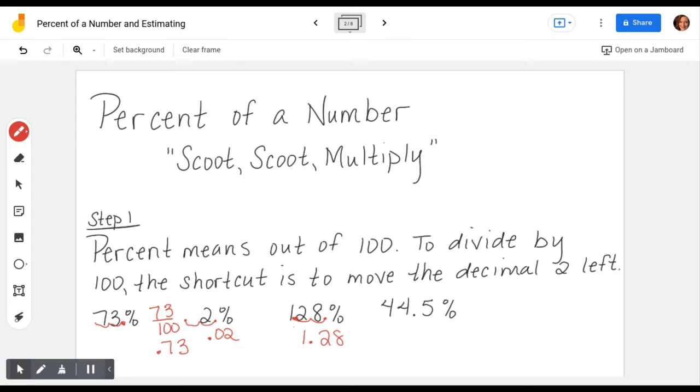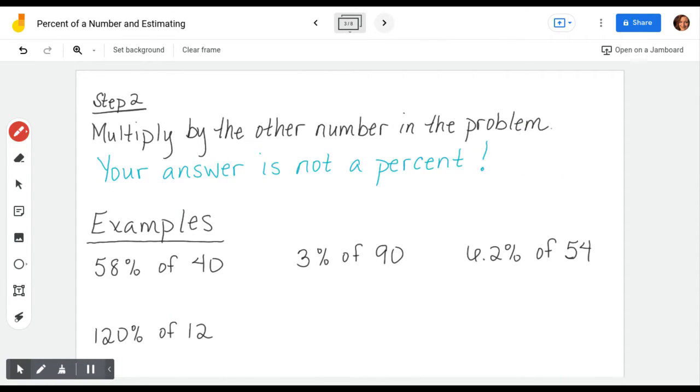And then 44.5%, take your decimal, scoot, scoot. That would be 0.445. So that's not my final answer yet, but that's step 1. You take your percent, you scoot, scoot twice to the left, drop your percent sign. Then all you have to do is multiply that by the other number.